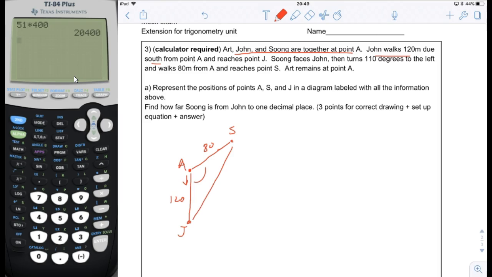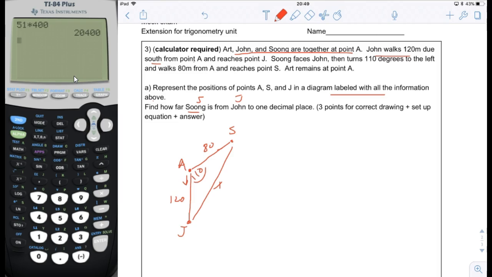It's a non-right triangle because none of the angles are 90 degrees. Actually, this angle here happens to be 110 degrees, right? And now, after we drew the picture, we are going to find out how far point S is from point J to 1 decimal place, okay? So basically, we want to know this distance here. So how do we figure out this distance?